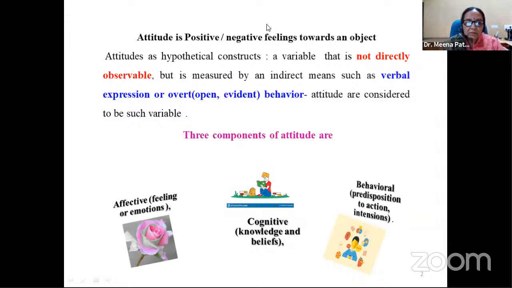The second one is cognitive, that is knowledge and belief. If we have knowledge on a particular subject, then we believe that yes, it is right or it is wrong. But if we don't have enough knowledge on that subject, then we are blank and we say, I am not much positive. Or if you know something, you can say, yes, I am positive.